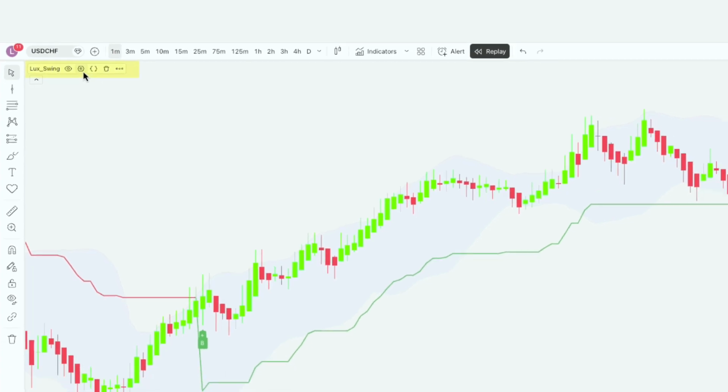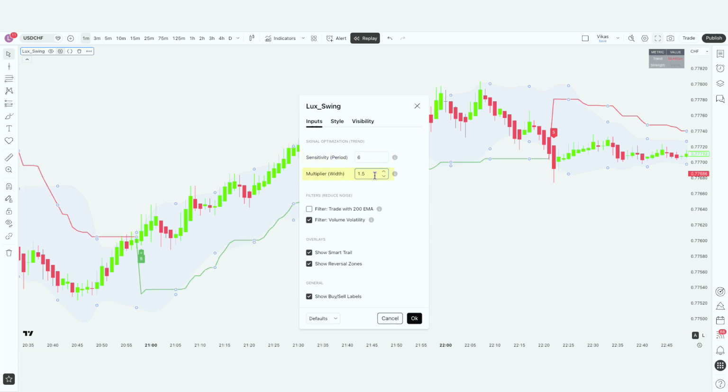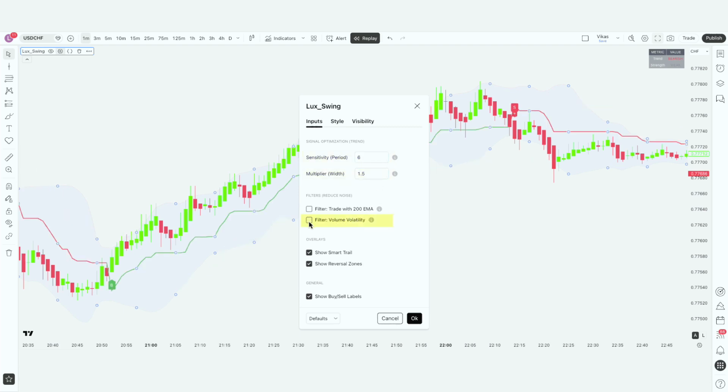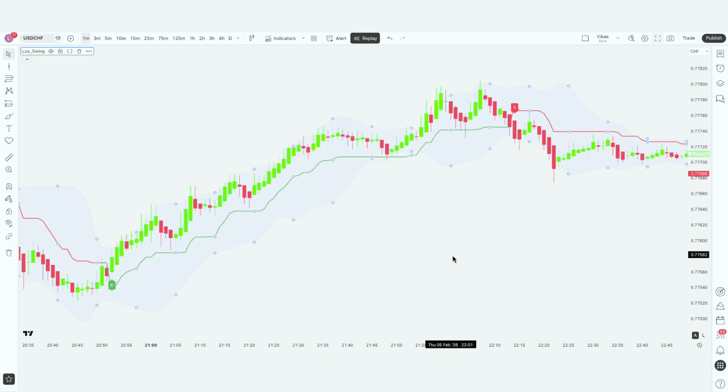Now the indicator settings change for perfect signals. First, we change sensitivity 21 to 6. After that, change multiplier 3 to 1.5. We have to keep these options hidden. Here, everything is fine after that. Click OK. Now we'll add one more indicator to make this strategy more powerful.